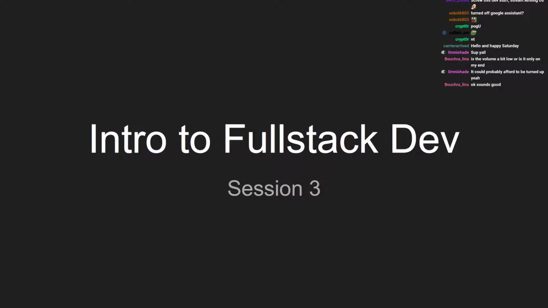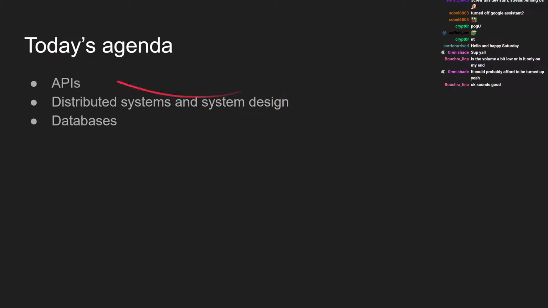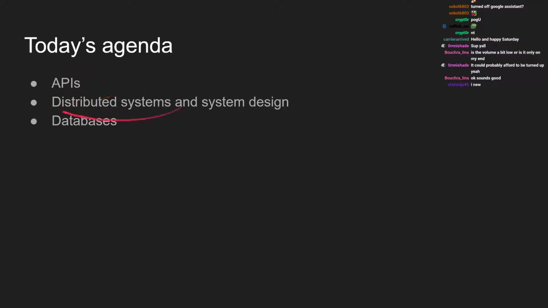Okay, well, it is 12 noon, so welcome everybody to the third session of the Intro to Fullstack Dev Workshop on HealthyGamer. So today we're going to be talking about what is an API, how APIs are built, and specifically about distributed systems and system design. And we'll talk about databases specifically because databases are incredibly important inside system designs.